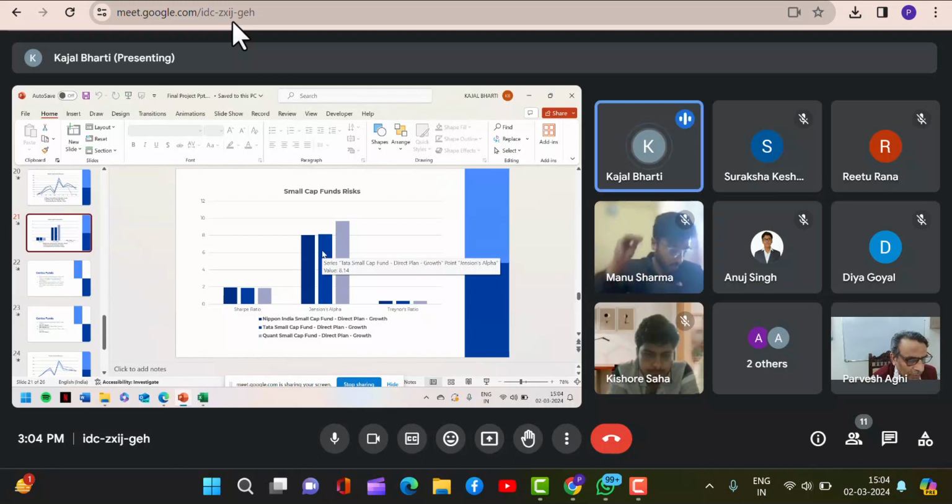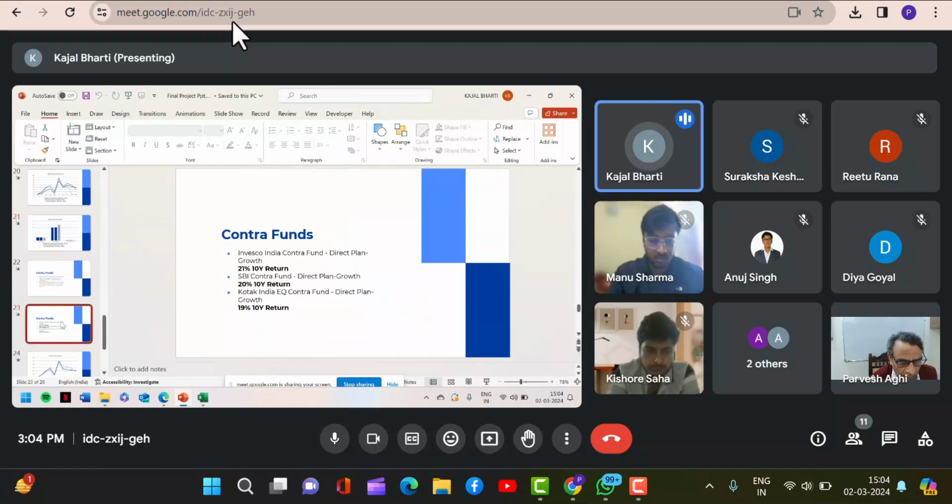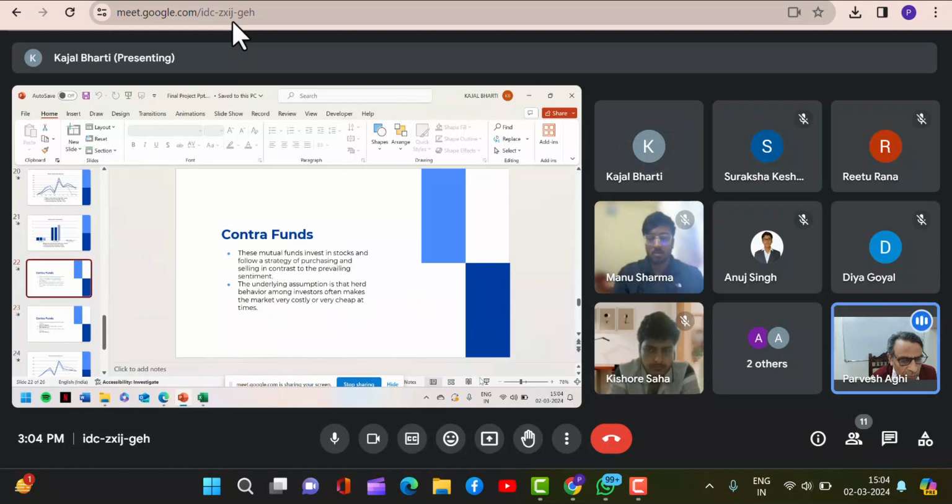Yeah, small cap ones. Show the extra return which you are giving. Show me the contra fund. Okay, sir. So coming to the contra funds. Put it on a slideshow mode.